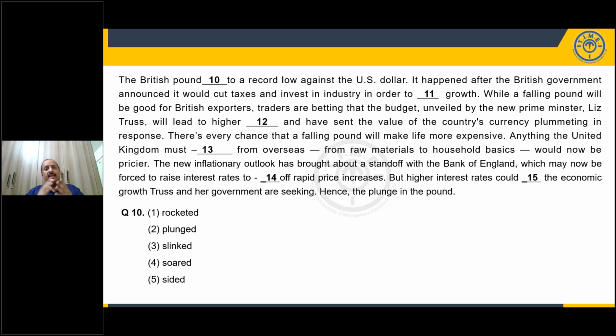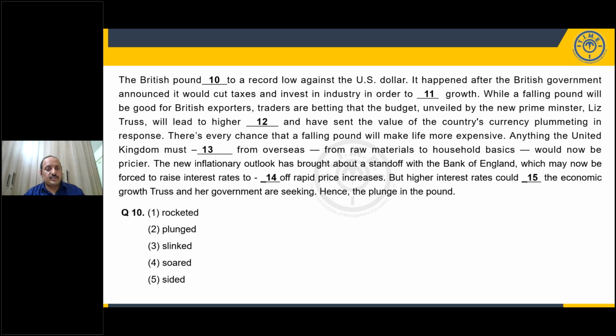So the overall idea here is the British government announced it would be cutting taxes and investing in industry. Due to that, the pound started falling. And now when the pound started falling, due to that, the prices increased. There's a chance of prices increasing. There's an inflationary outlook, and the author says it can be a big problem for the country. So with that in mind, now let's check out the options.